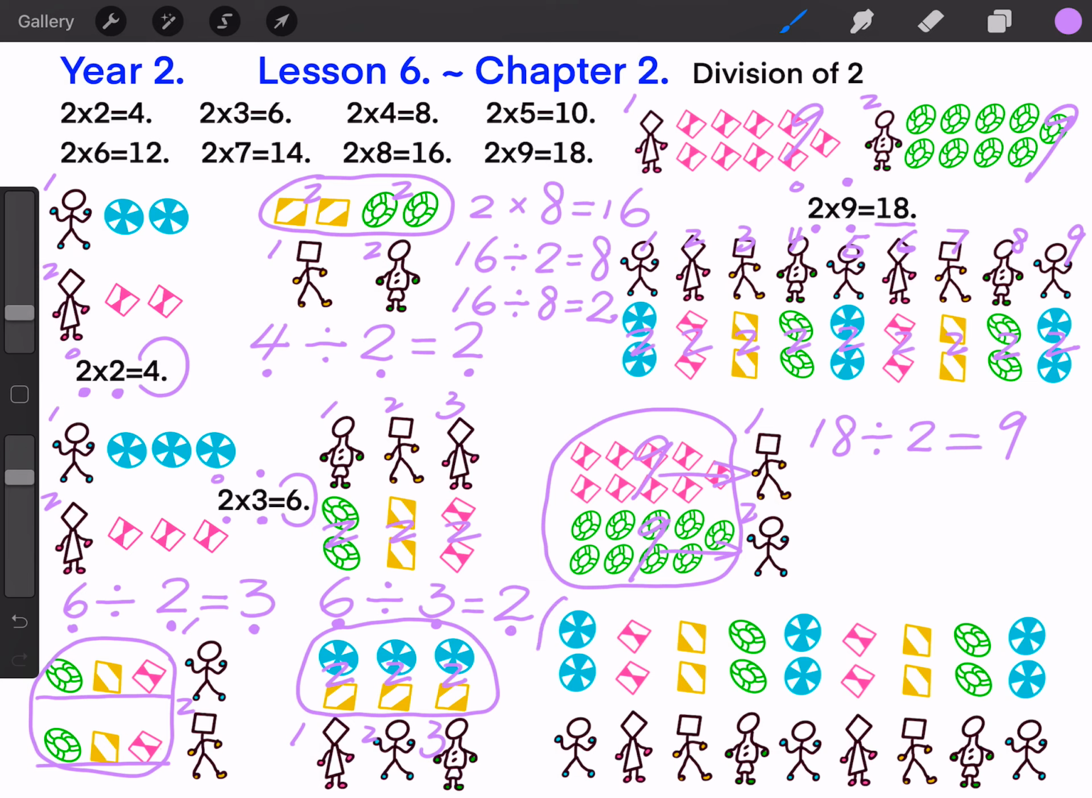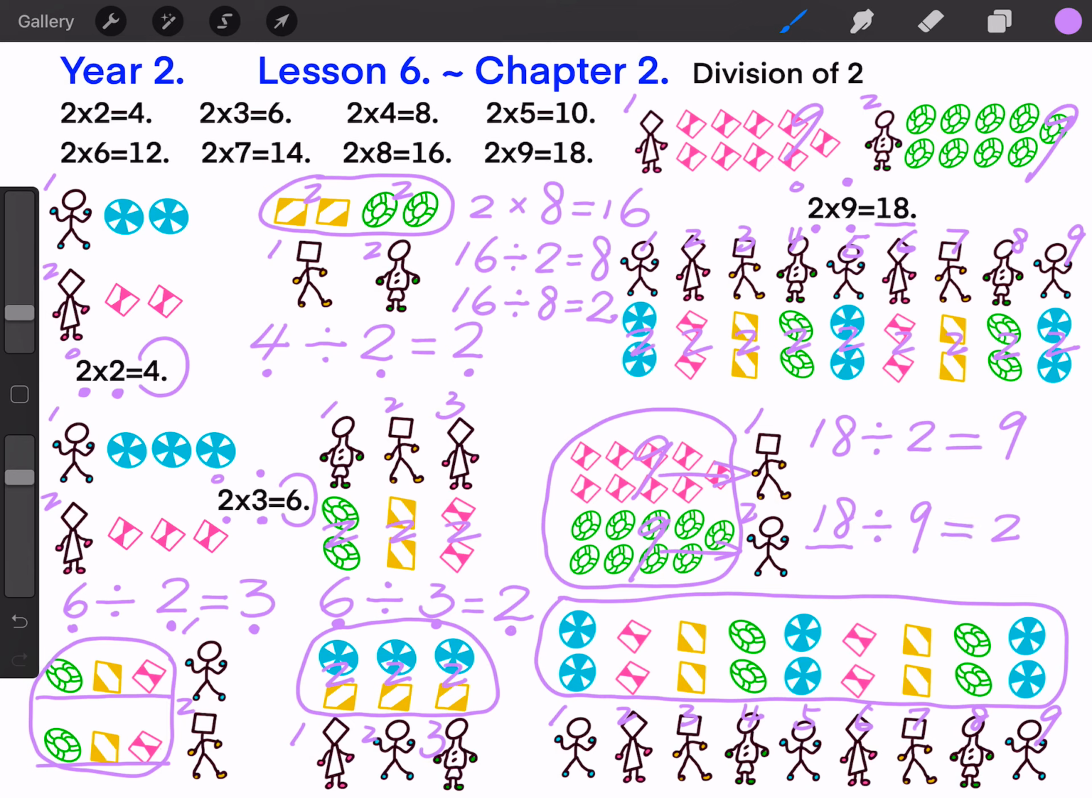Or still, we have 18 candies. This time, we want to distribute these 18 candies among 9 kids. As always, evenly. Now, each kid gets 2 candies. That's 18 divided by 9 equals 2.